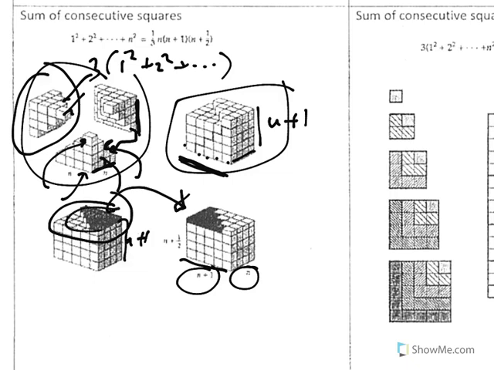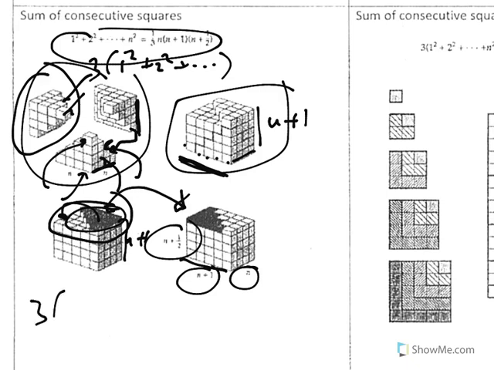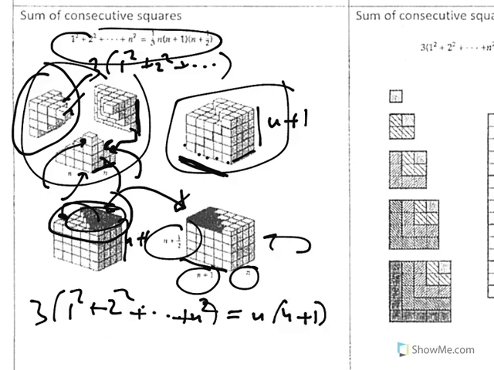But then when I slice this half off and move it over here, it ends up becoming n plus a half. So we get this formula, 1 squared plus 2 squared up to n squared. 3 of these, 1 squared plus 2 squared up to n squared, would be equal to this box, which is n times n plus 1 times n plus 1 half.